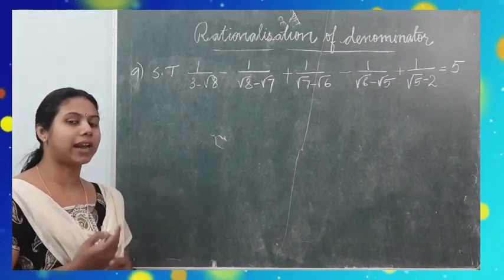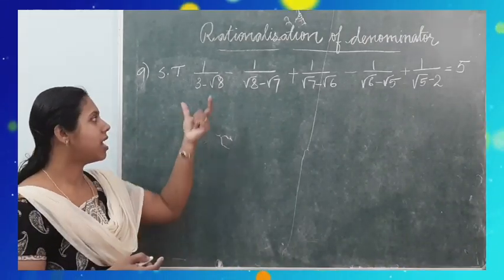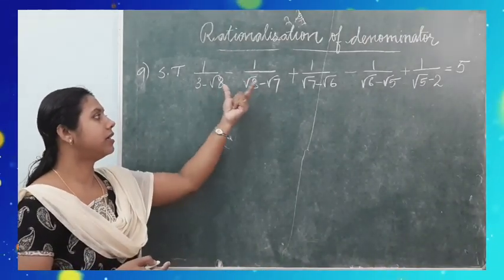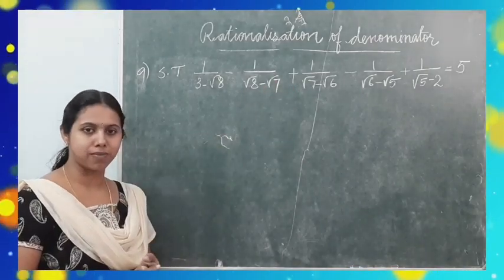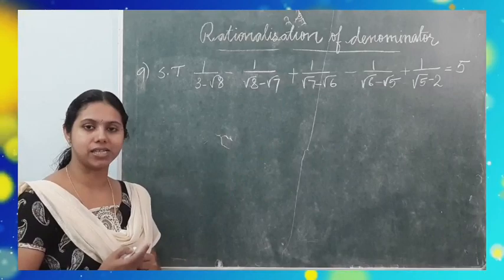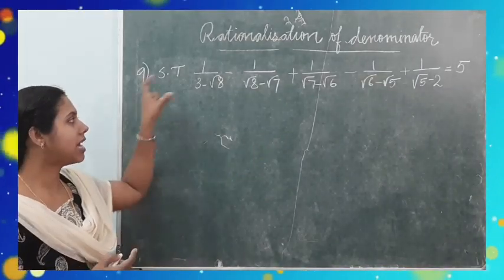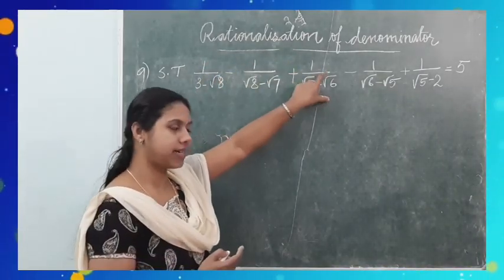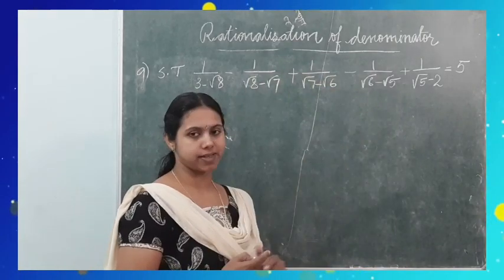So now you know the rationalization method. Each denominator is an irrational number. You want to rationalize it, then only are we able to add these all. So each term you rationalize and add the answers.